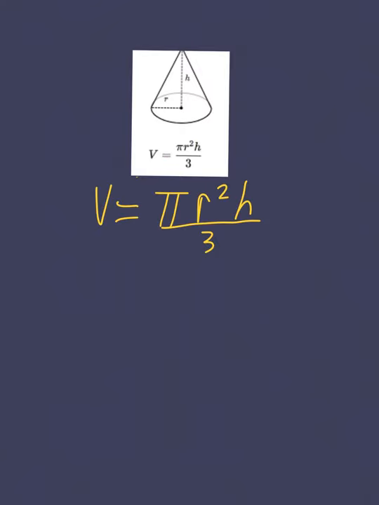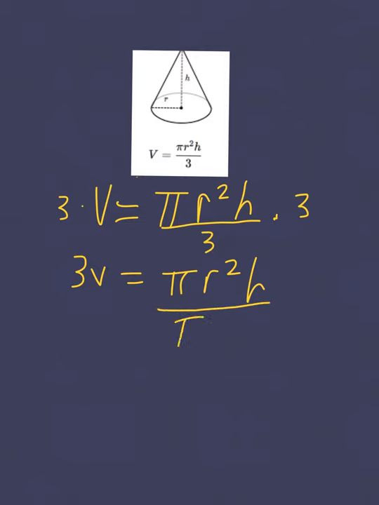So we're going to rewrite this equation. Instead of it being solved for V, the volume, we're going to solve this equation for h, the height. The first step to doing that is just to multiply both sides by 3. So I get 3 times V equals pi r squared h. And then the second step is just to divide by pi r squared.